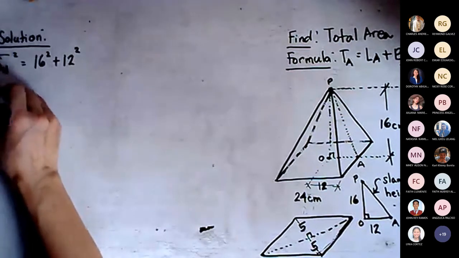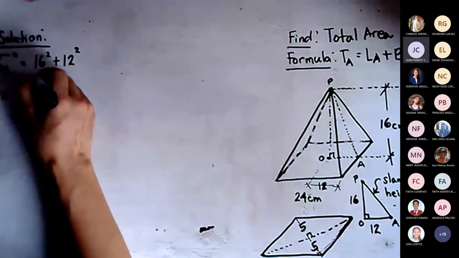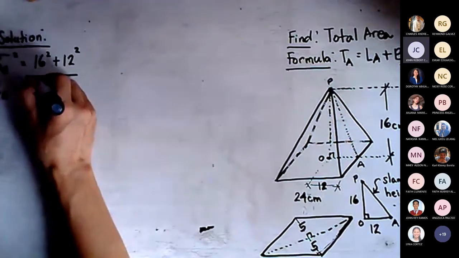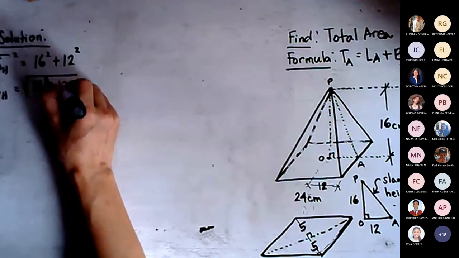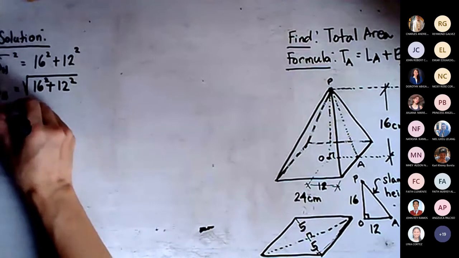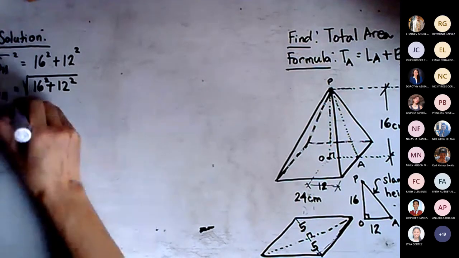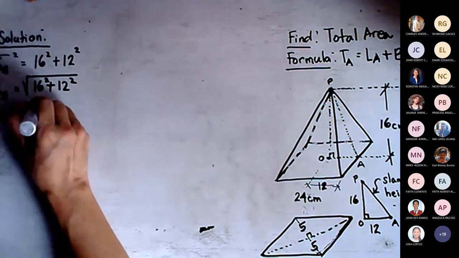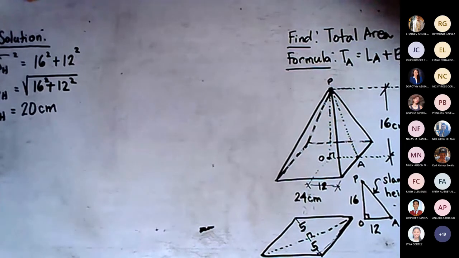Can you still follow? Yes po. So the slant height is equal to the square root of 16 squared plus 12 squared. Will you please calculate for the slant height? 20 po. We have 20 centimeters.